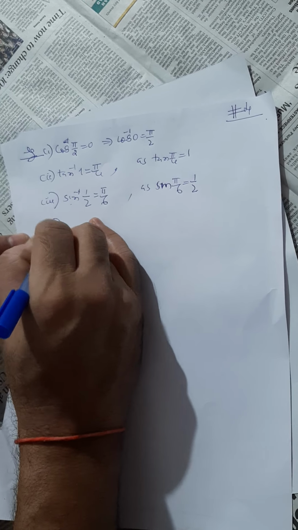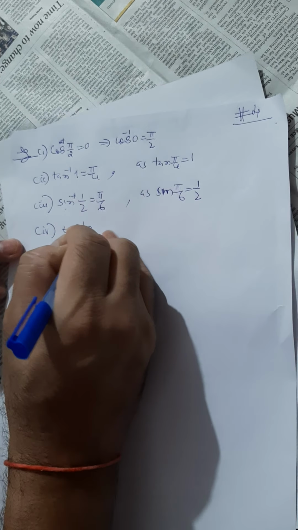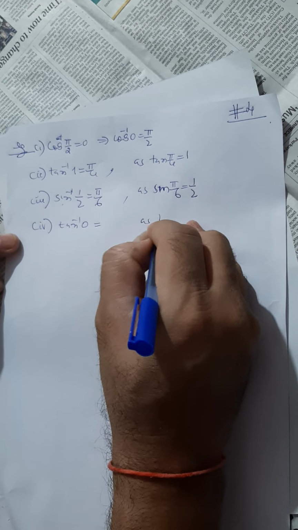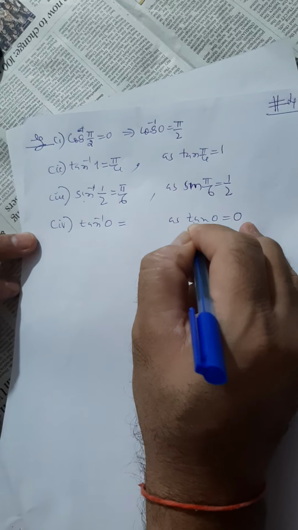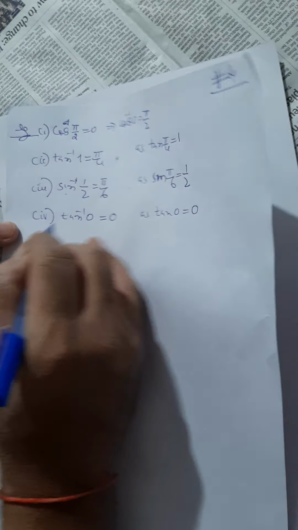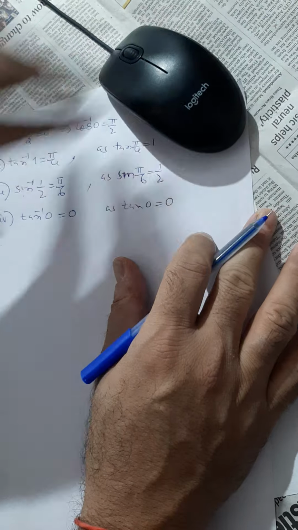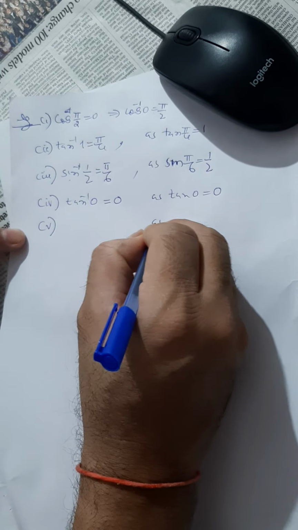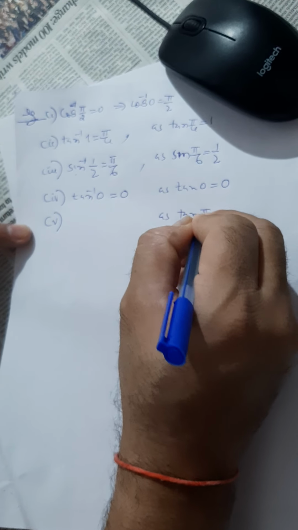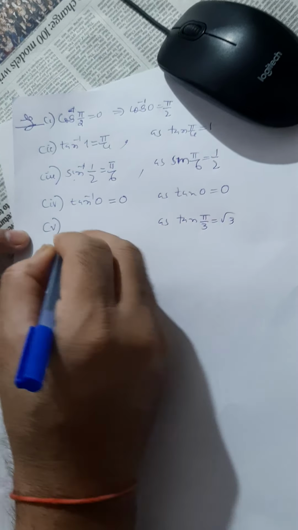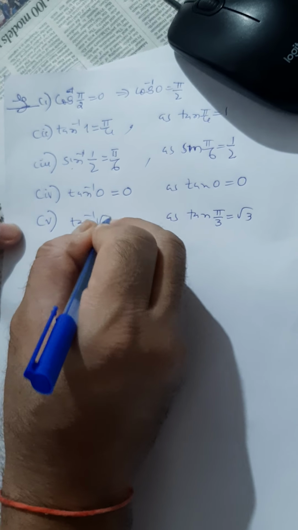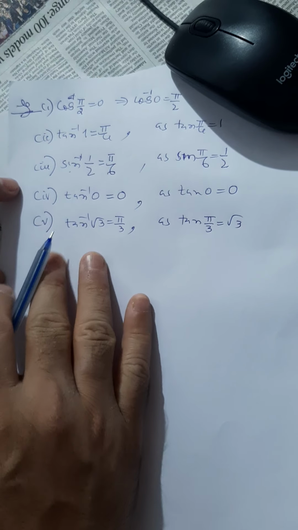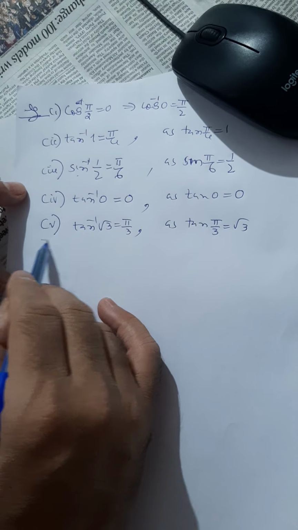One more, fourth one. Suppose we want tan inverse 0. So for what value of theta, tan theta becomes 0. So tan 0 is 0. So tan inverse 0 is 0. One more if I write here, fifth one. Tan pi by 3, that is root 3. So you can say that tan inverse root 3 is pi by 3. So this way we can find the values of inverse trigo functions.